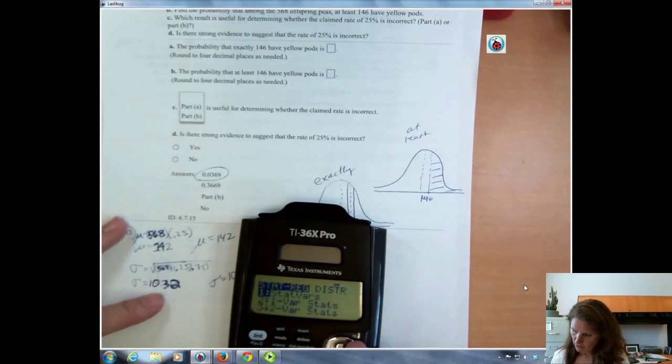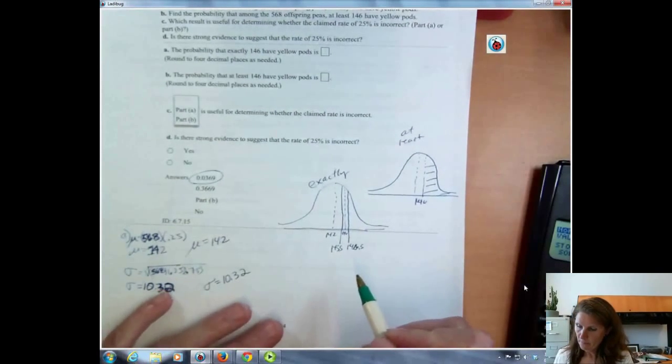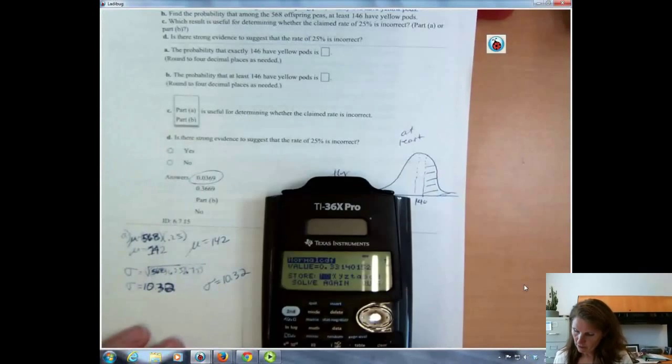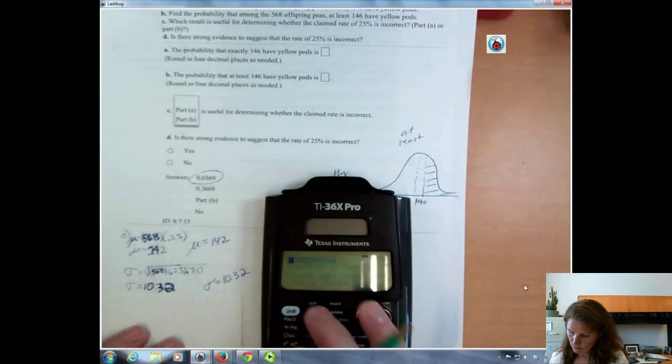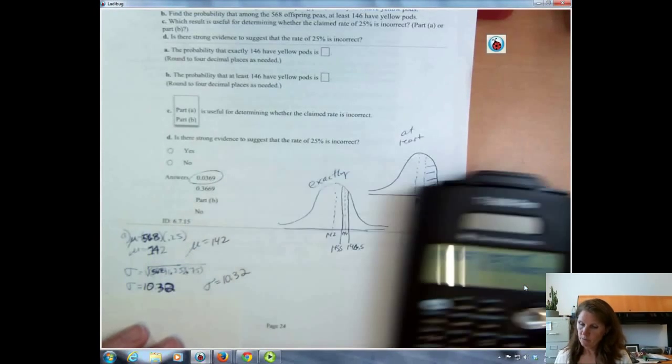Okay, let's try. I don't think it's going to make that much difference. I don't know what I've done wrong here. Let's do 146.5. I don't think that's going to make a big enough difference to actually match 0.33 now. Okay, so let me calculate this again. Second function, second function, square root 568 times 0.25 times 0.75. No, I'm good with 10.32.